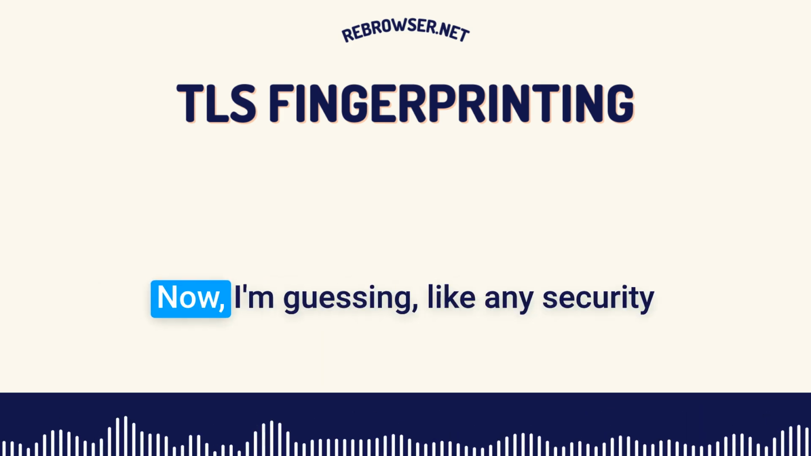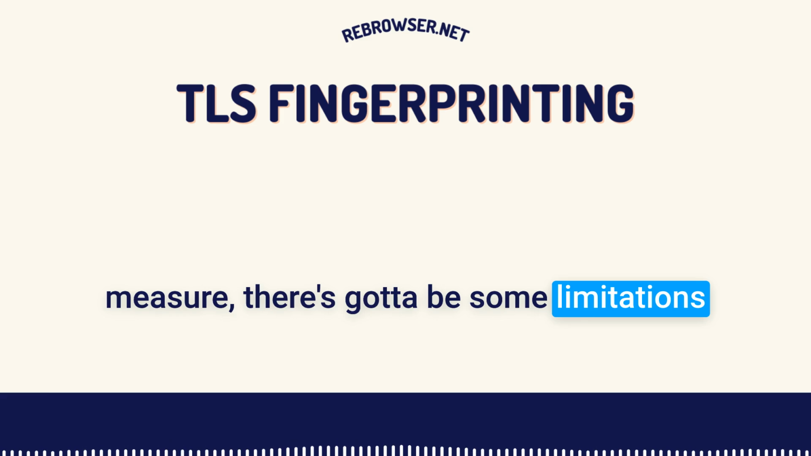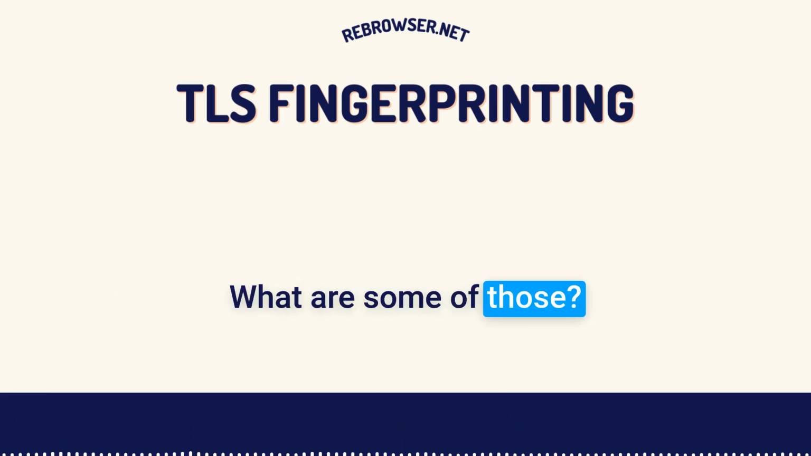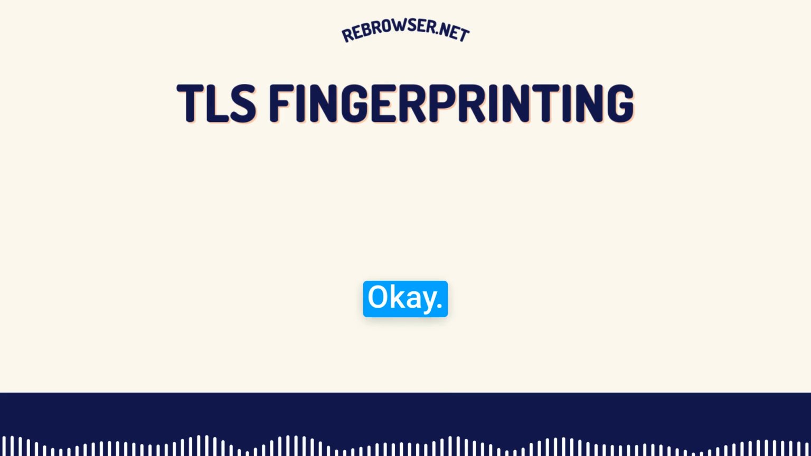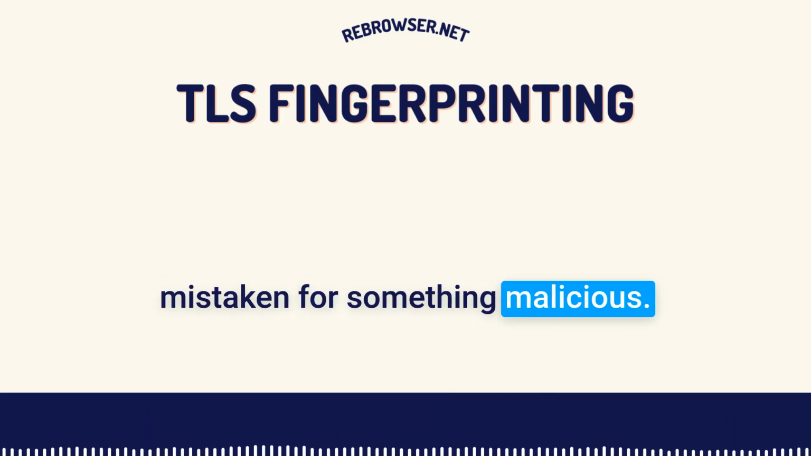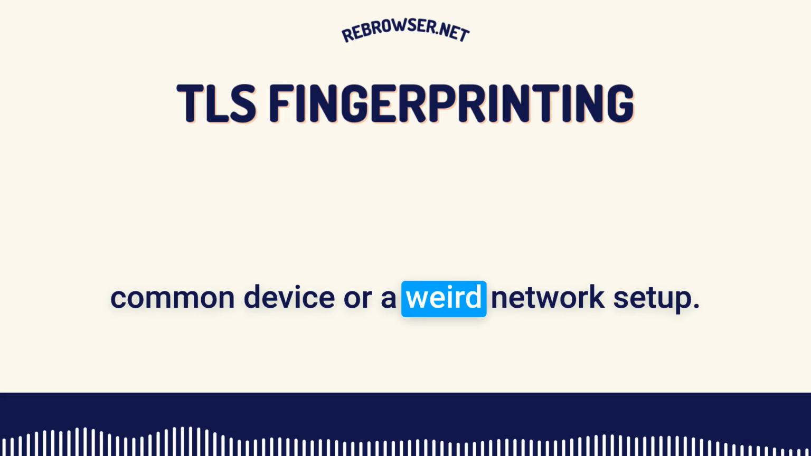That makes sense. Now, I'm guessing, like any security measure, there's got to be some limitations and challenges with TLS fingerprinting. Oh, for sure. What are some of those? Well, on the technical side, one of the big ones is false positives. That's where legitimate traffic gets mistaken for something malicious. Right. It can happen if someone's using a less common device or a weird network setup.